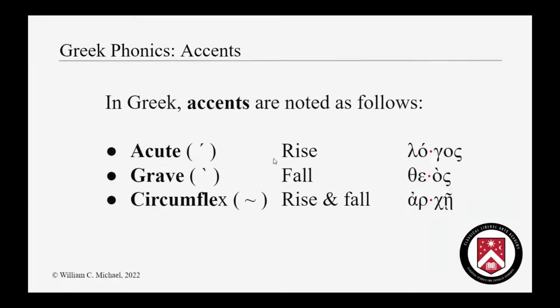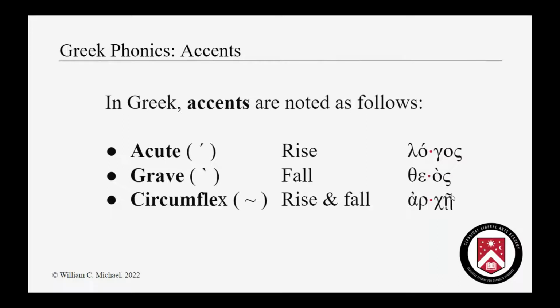So with the acute accent, we rise on one syllable and then come back down to normal on the next syllable. With the grave accent, we start with our normal pitch and then fall a bit to a lower pitch. With the circumflex accent, we rise and fall on the same syllable.